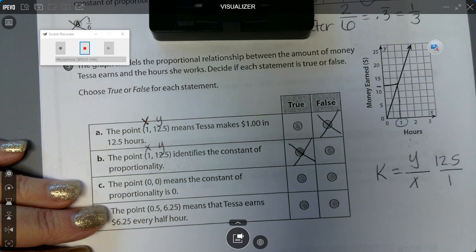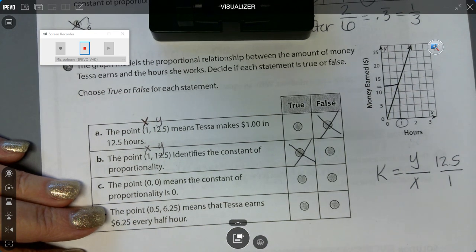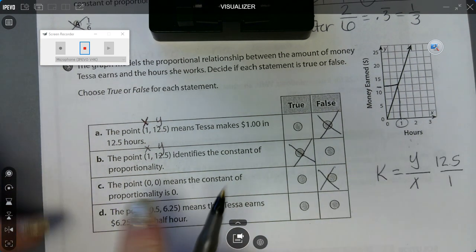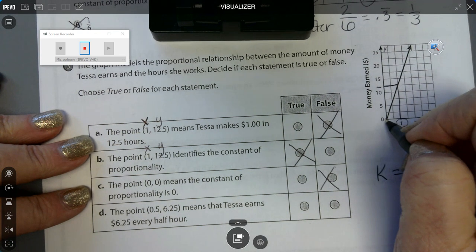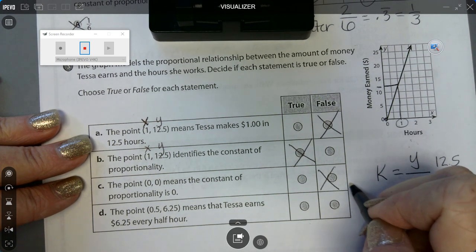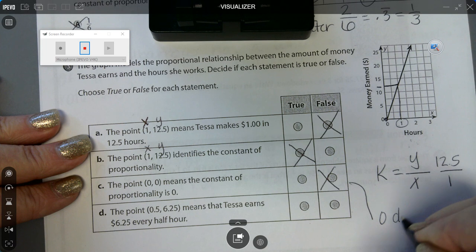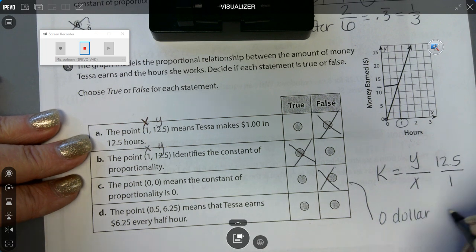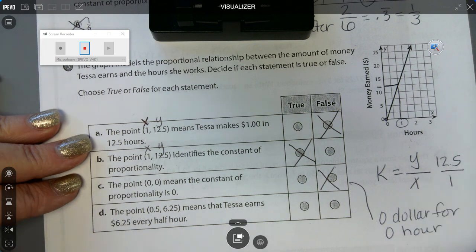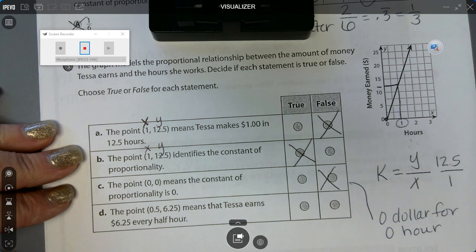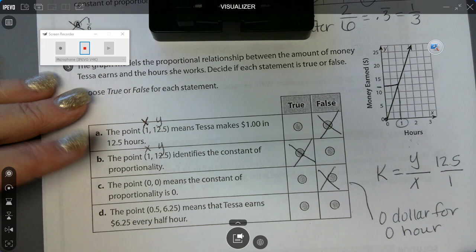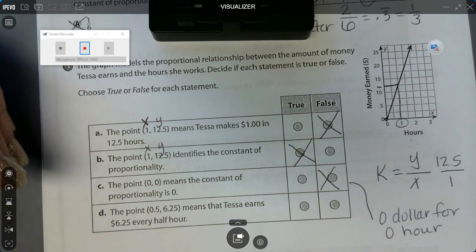C, (0, 0) means that the constant is 0. That is false. (0, 0) is this point right here, and what that point means is that for $0, for 0 hours. So you don't earn any money if you don't babysit or work 0 hours.